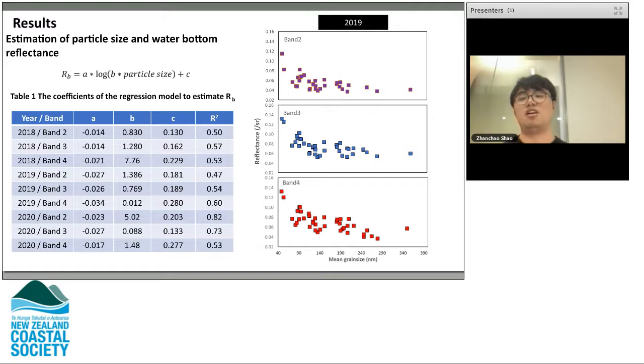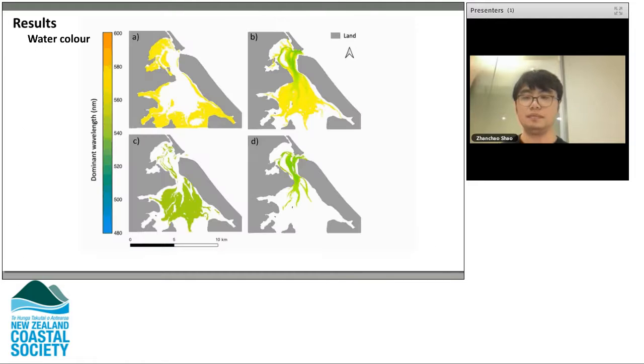Even though we know that optical properties of sediments do not change very greatly in 3 years, we do divide them into 2018, 2019, and 2020, 3 groups, to get a better accuracy or understanding of our model here. Once we calculate RW, we can convert RW to our dominant wavelengths.